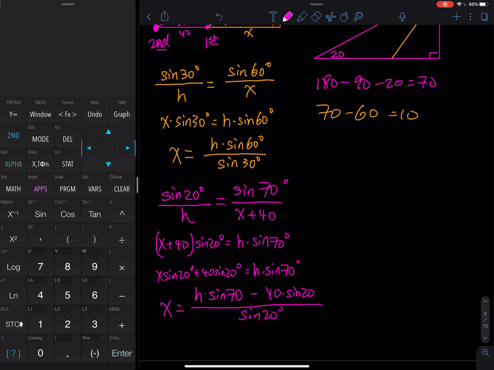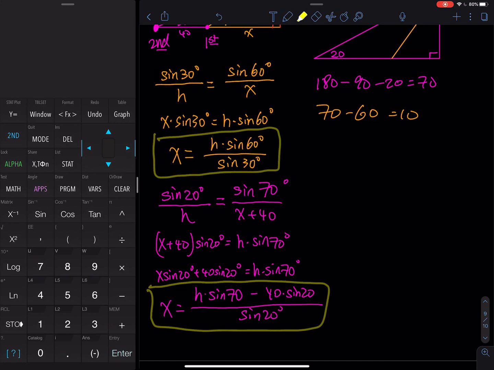Okay, what do we have right here? Let's use the highlighter. We have x equals this, and then we have x equals this, right? So basically we have two equations, both x equals something. That means I can set the right hand sides equal to each other and then solve for h. All right, so let's set them equal. We have h times sine of 60 divided by sine of 30 equals, and this one we can cut into two pieces, right?